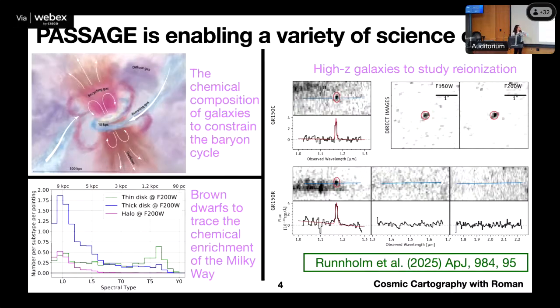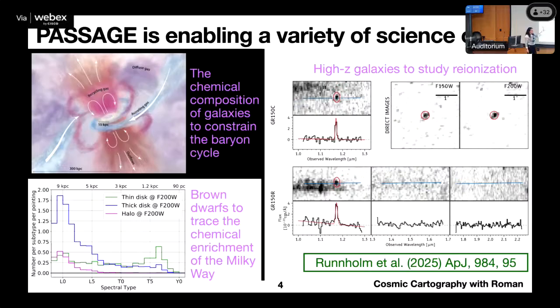So I'll touch on 3 things today, but this is by no means a complete list. We are studying the chemical composition of galaxies to constrain the baryon cycle. I will talk about this for the remainder of my talk, so I'll come back to it in just a minute. We are detecting brown dwarfs.